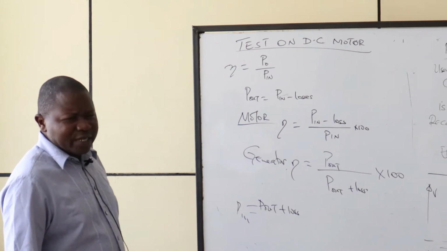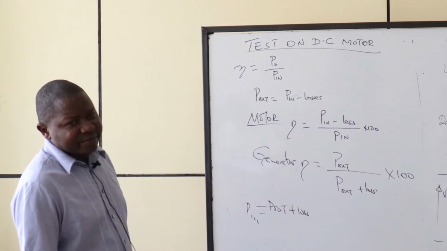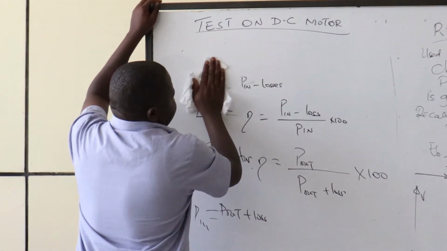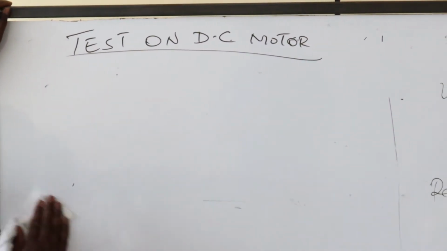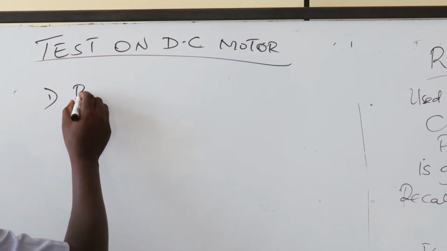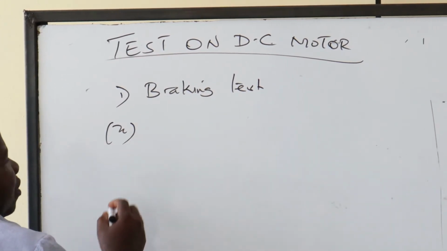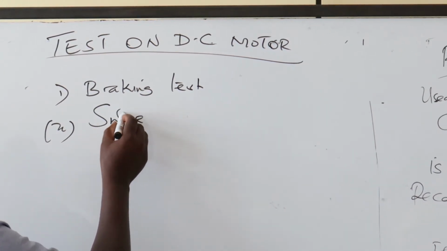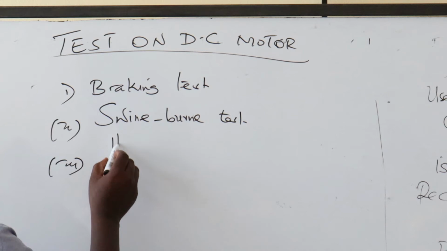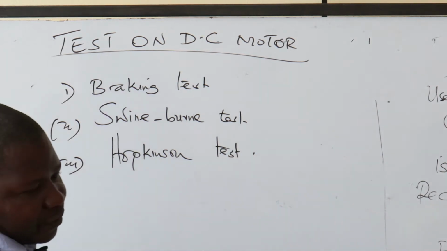So there are about 7 tests, but we'll consider about 3 tests that we do here. We will do what we call the braking test, and then we have what we call the Swinburne test, and then 3, the Hopkinson test. So that's where we pick from.